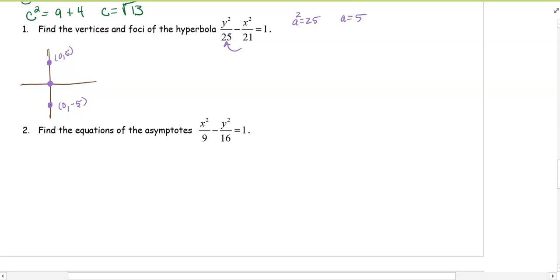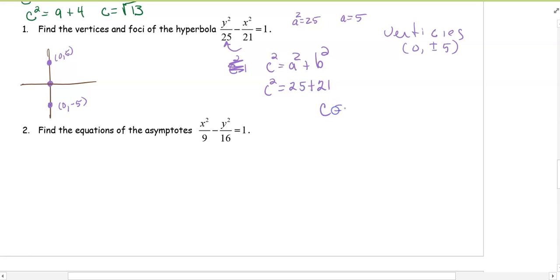I wasn't required to do a graph, okay? I want to be clear about that. I am just asked to find the vertices and the 2 focal points. So I found my vertices. Okay. My focal points. Well, I just need that relationship of c squared: c squared equals a squared plus b squared. So c squared equals 25 plus 21. So c is going to equal the square root of 46.